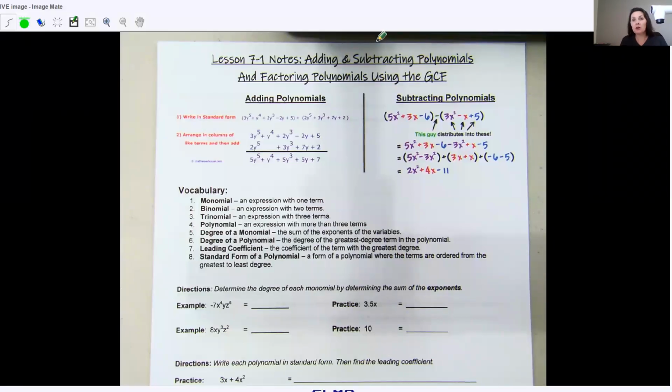Everyone, welcome to our new topic, topic 7, where we will be learning about polynomials and factoring them. Today we are going to focus on adding and subtracting polynomials with a little bit of factoring. So let's go ahead and get started.